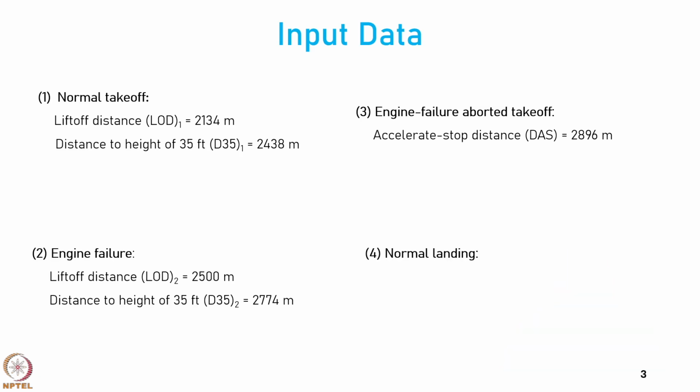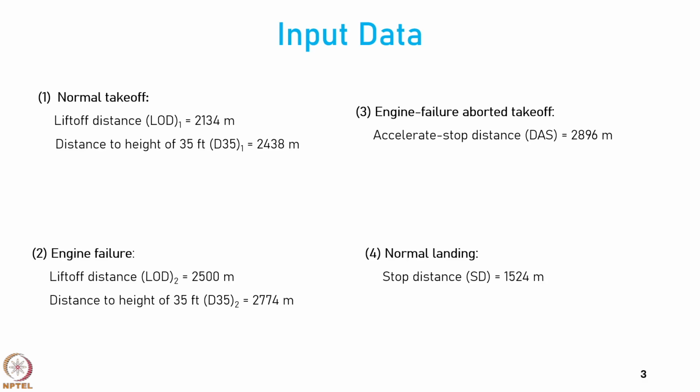And finally, we have a landing case. In normal landing, the distance from the place where the aircraft achieves obstacle height to the place where it stops is called the stop distance. That is specified in this example as 1524 meters.